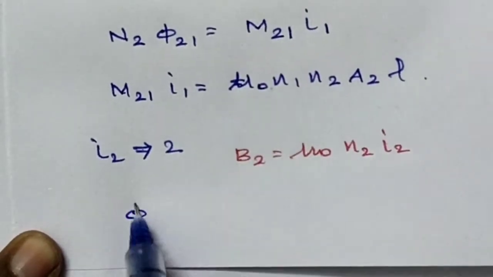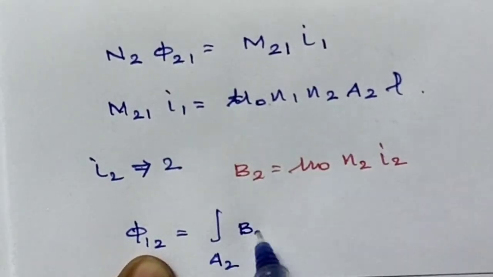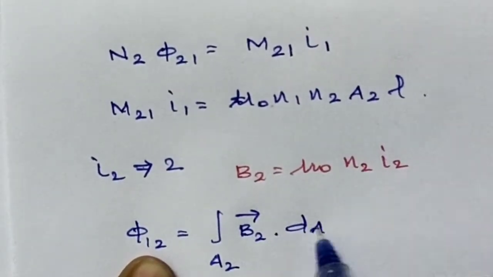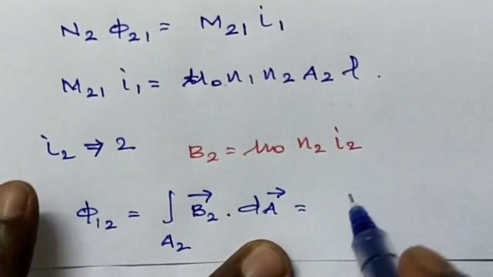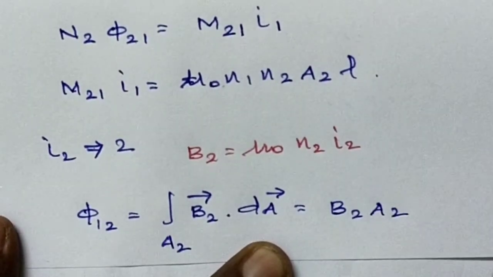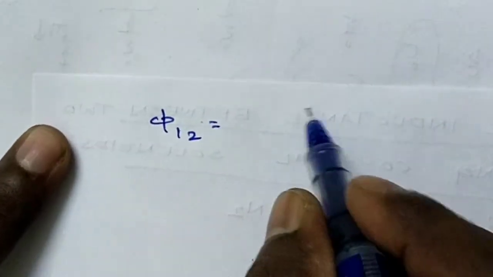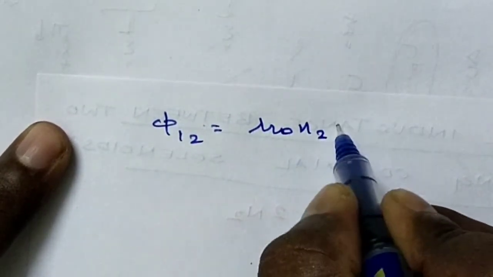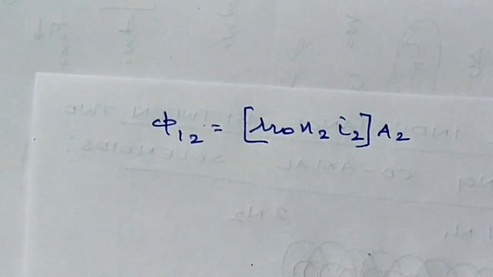Before we find phi12, it is the integral over A2 of B2 vector dot dA vector. Now we know the theta value is 0 degrees, so finally we get the value B2 A2. Now we can substitute the B2 value. So finally we get phi12 equal to mu naught n2 I2 A2. That is the magnetic flux in solenoid 1. The total magnetic flux gives the flux linkage of solenoid 1.